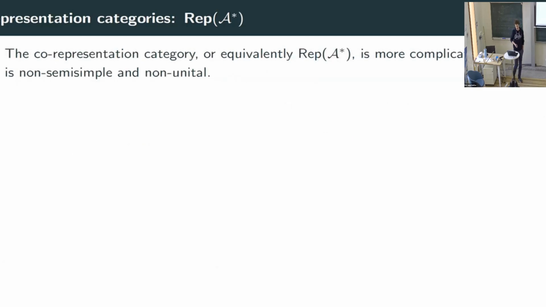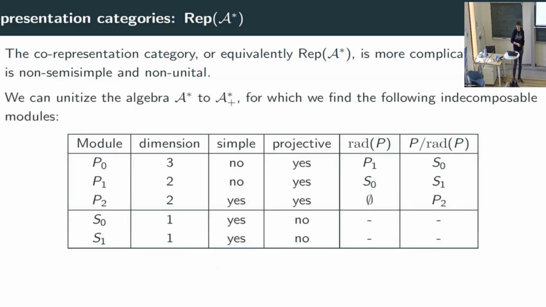I can also look at the co-representation category, which is equivalent to Rep of A star. This is going to be more complicated because it's non-semi-simple and non-unital. So one thing you can do is unitize this algebra. This is just to look at the representations, I'm not doing this on the whole algebra. If I want to look at the representations of A star, it's easier to unitize it, because then there are these theorems that let me find all the projective modules by looking at the regular representation. If you have a non-unital algebra, this becomes a little bit more difficult.